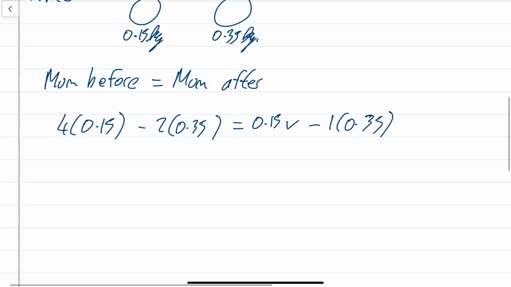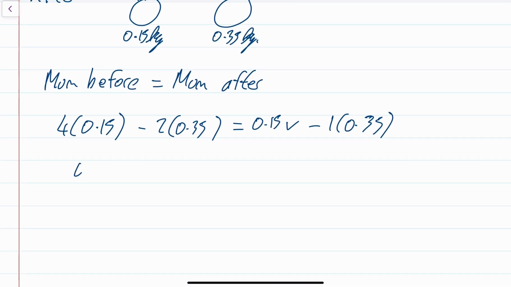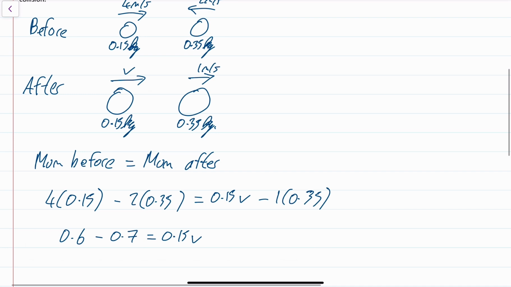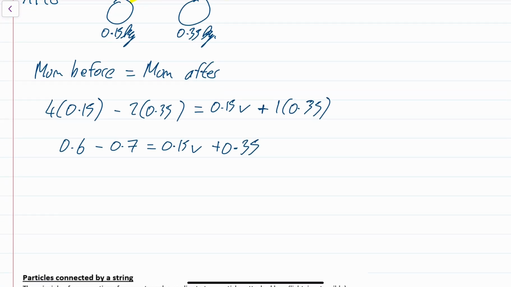Now this is just a linear equation. So we set this up. That's just going to be 0.6 minus 0.7 is equal to 0.15 V, and that should have been, oh, sorry, apologies. That is also positive. Can we have a look here? Both of those are going to the right, so they're both positive. So that should be plus 0.35. And then let's just sort all of that out. That left-hand side tidies up to be minus 0.1, and then it's equal to 0.15 V plus 0.35.